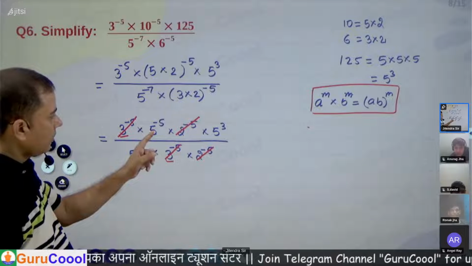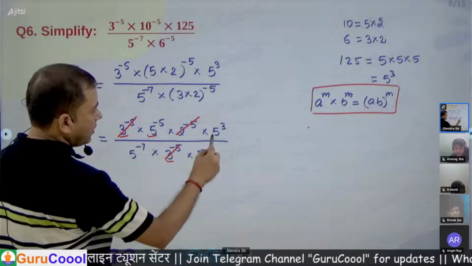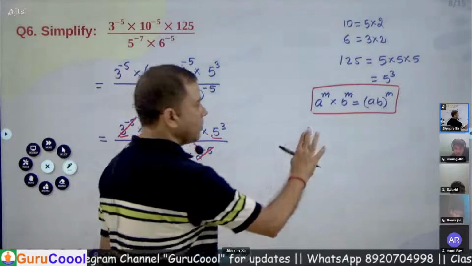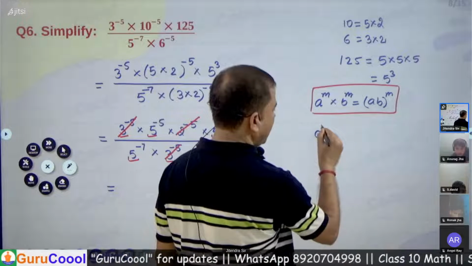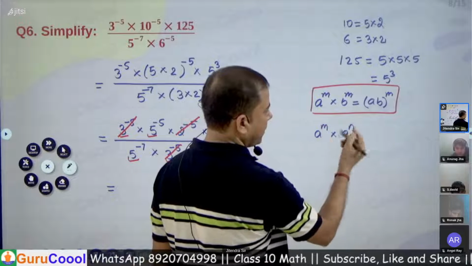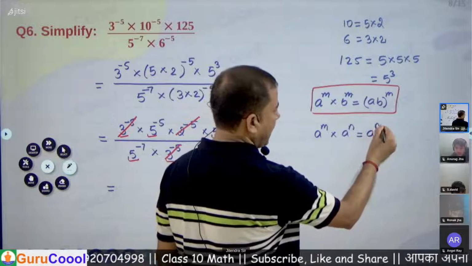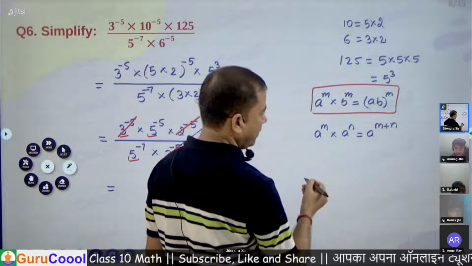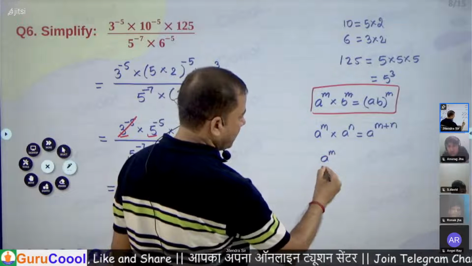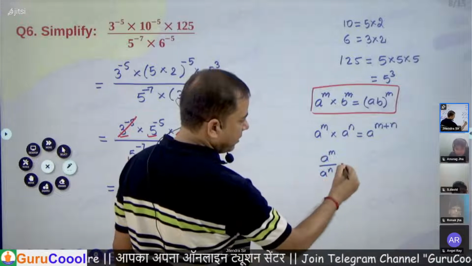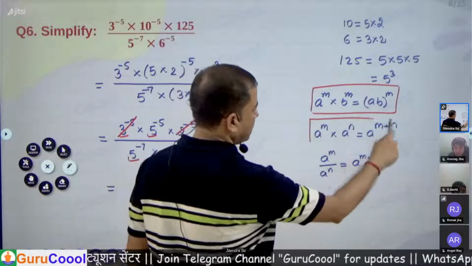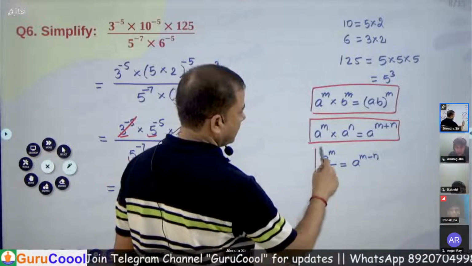Now we have base 5 here, here, and here. We have understood the laws of exponent. It says a power m into a power n. Same bases with different powers. What do we do? We add the powers. Right? But if it is a power m by a power n in denominator, we subtract the power. Do you know this law of exponent? Yes, sir, I know.